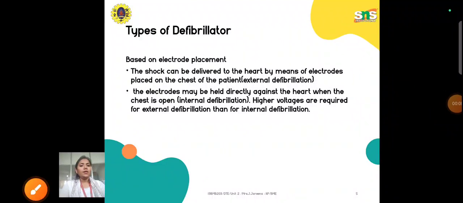Hi all. In today's class, we are going to see types of defibrillator. Here we have two types of defibrillator. They have been classified generally in two categories.